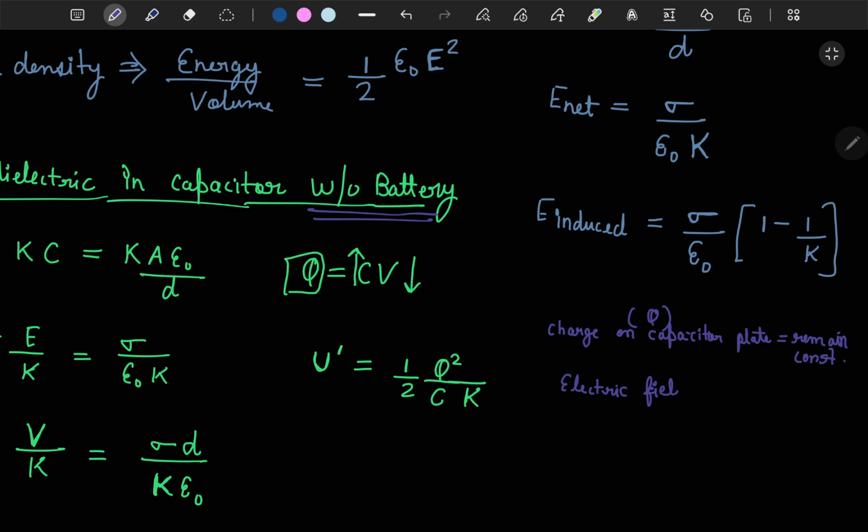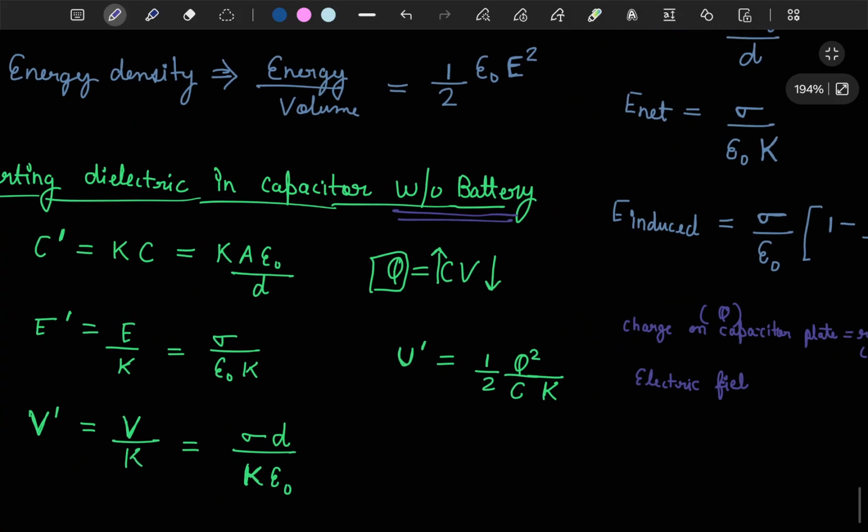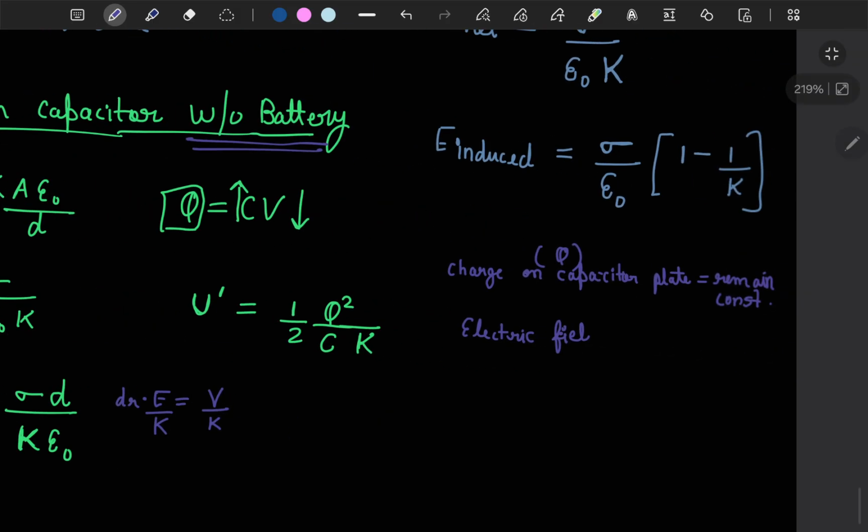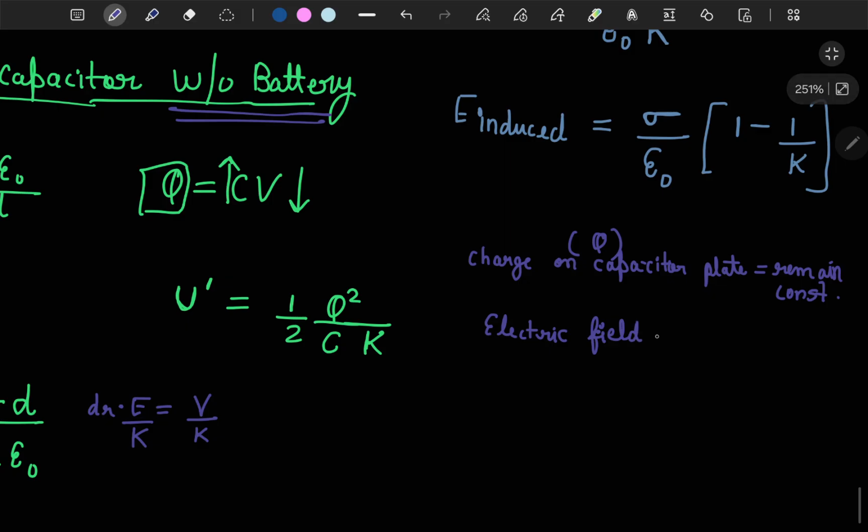As we know, on inserting the dielectric, the force was decreasing k times. So here also the electric field is decreasing k times, so we can say that here the potential is decreasing k times. Because potential is decreasing k times, and the integral of E dot dr is equal to V, the electric field will also decrease by k times.